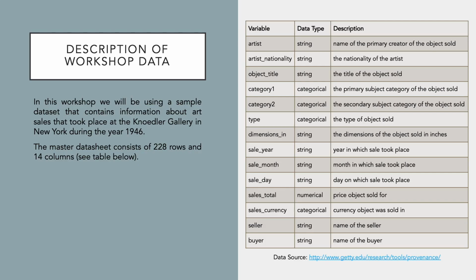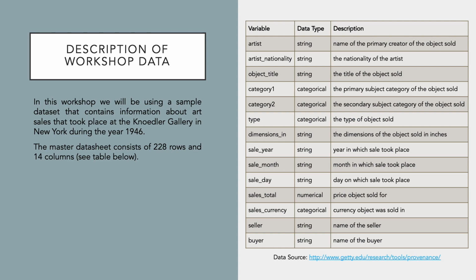So for this workshop, we're going to be using some sample data from the Getty Provenance Index, and we're going to look at some art sales from the Knoedler Gallery that took place in New York during the year 1946. This master data sheet contains 228 rows or records and 14 columns. You can see a data description here on the right with the variable or data type, and then a description of the variable.